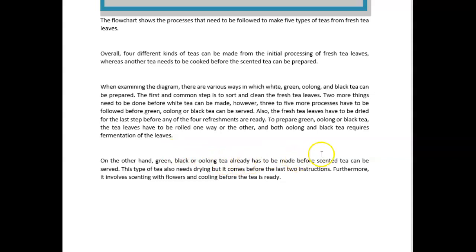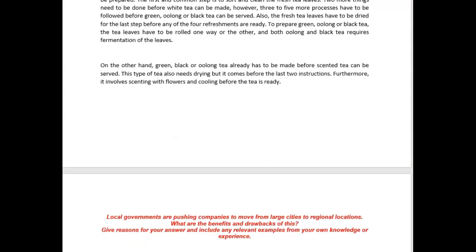On the other hand, green, black, or oolong tea have to be made before scented tea can be served. This type of tea also needs drying, but it comes before the last 2 instructions. Furthermore, it involves scenting with flowers and cooling before the tea is ready.